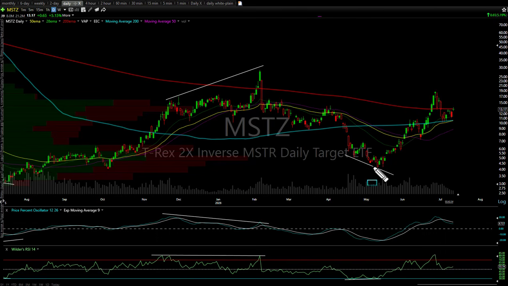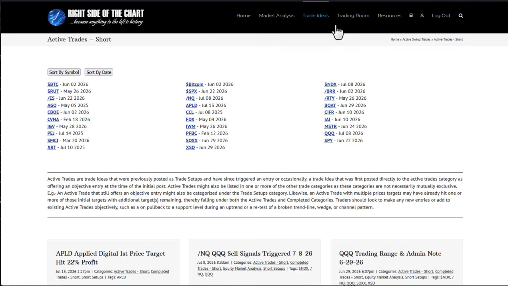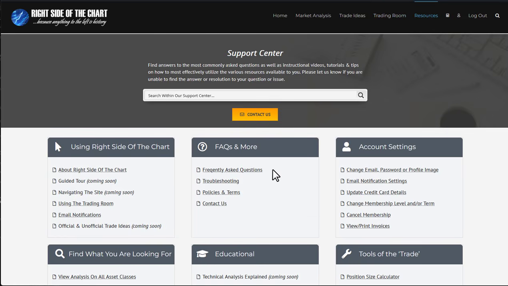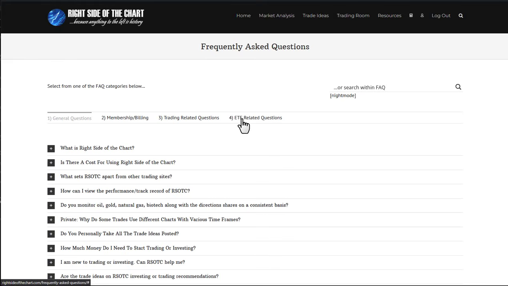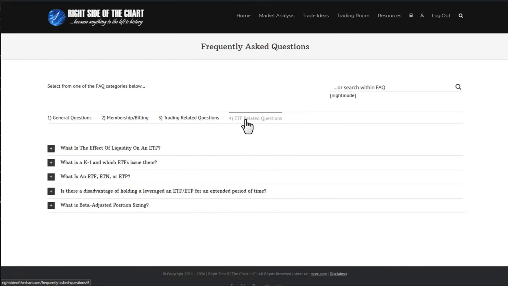Because I always say, sometimes people show you something in theory or concept, why something should do this or that. But again, check out the FAQ page on the right side of the chart. It's located under Resources, then go to FAQ, and let me show you where to get that. I like to do this because I think everybody should know how that decay works. You've probably heard about it. Frequently asked questions right there, and then you have these subcategories. Click on this one, ETF related questions number 4.